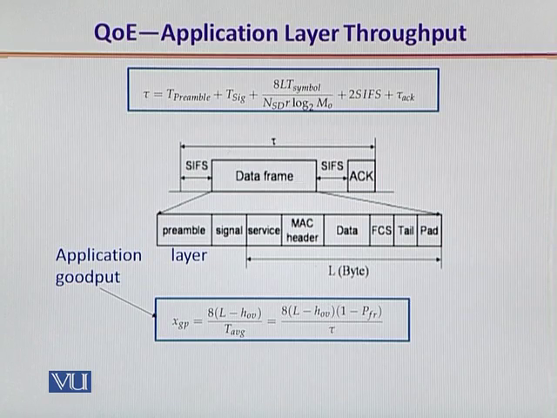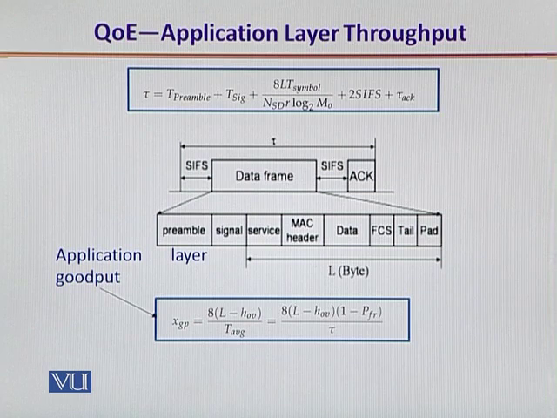If the total time that it takes to transmit this data frame is of duration tau, which is given by the preamble time, the signal time, the service descriptor, and the message overhead all included, and the interframe spacing and the acknowledgement time. If tau is given by that, we can see here that the good put is actually nothing but the overall length of the transmission minus the header overhead divided by the average time, tau average.